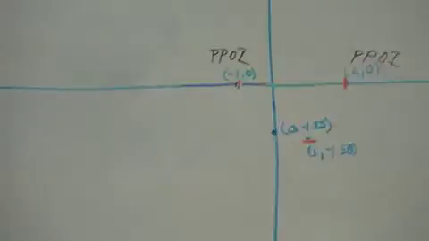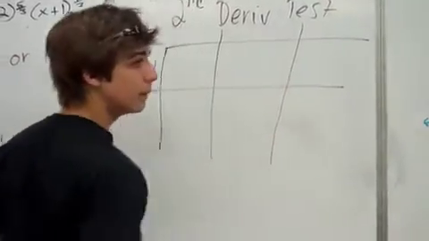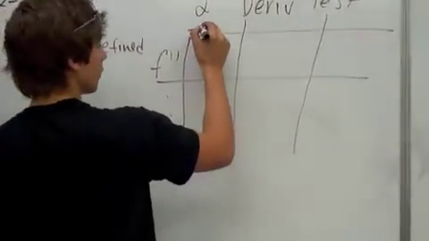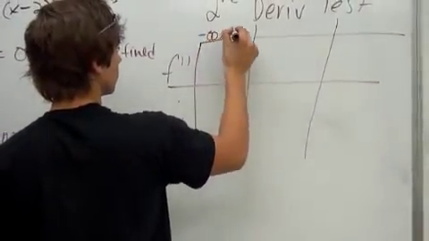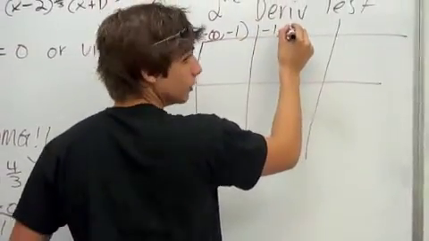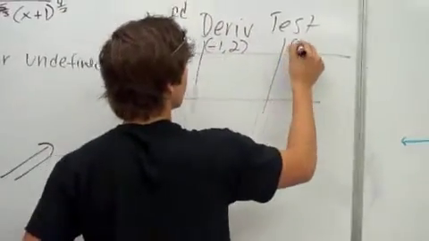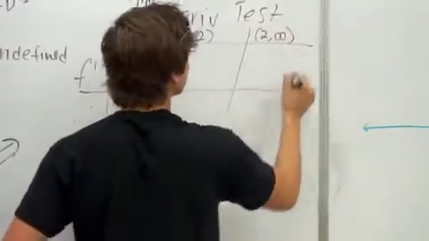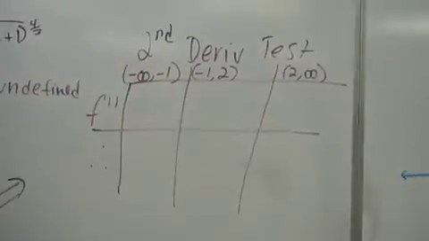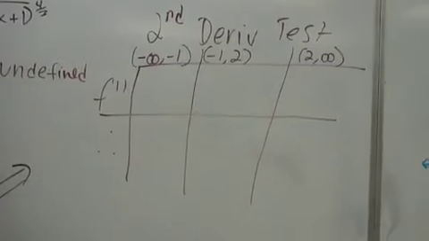Alright, now we're going to do the second derivative test. And our intervals are going to be negative infinity to -1, and -1 to 2, and 2 to infinity. Alright, and now when you plug a number like -10 into the original, you're going to get?